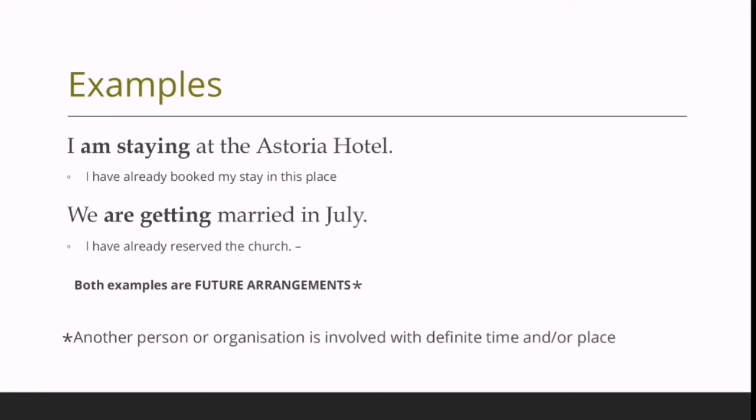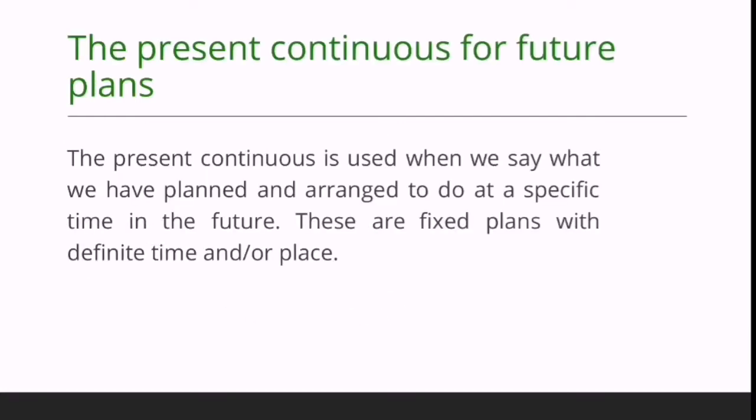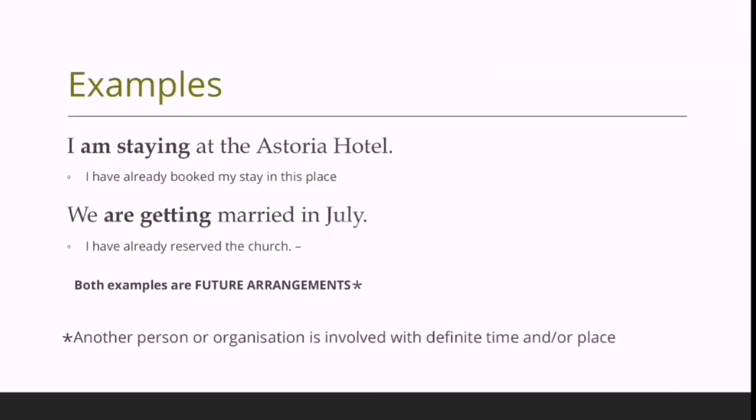Okay, so we have actions that we are going to do in the future. That is an arrangement when you have an appointment, when you have a book or a reservation. That is an action that you have taken in order to accomplish your future plans. So both examples are future arrangements. Another person or organization is involved with definite time or place.